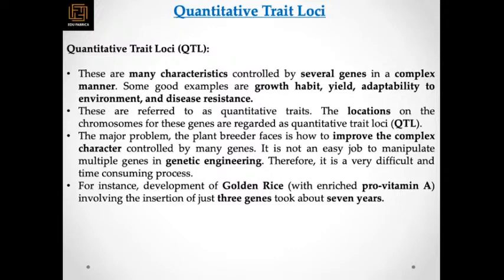Rapa seeds. The major problem the plant breeder faces now is how to improve complex characters controlled by many genes. It is not an easy job to manipulate multiple genes by genetic engineering; it is very difficult and time consuming. For example, golden rice, which was enriched with provitamin A, involved insertion of just 3 genes, and it took around 7 years to be presented to us.